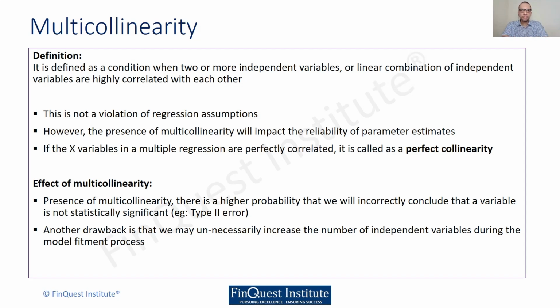Now, coming to the second idea, multicollinearity. Multicollinearity is defined as an idea whereby our independent variables are themselves highly correlated with respect to each other. Now, one very popular way to figure out multicollinearity, do I have it?